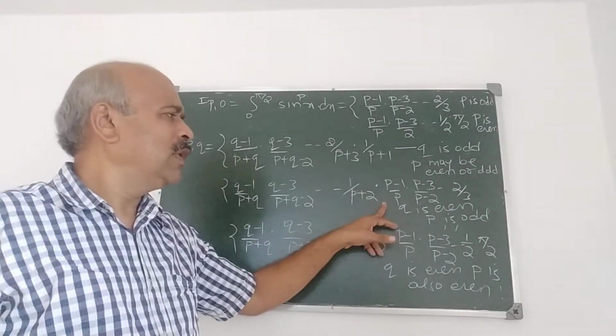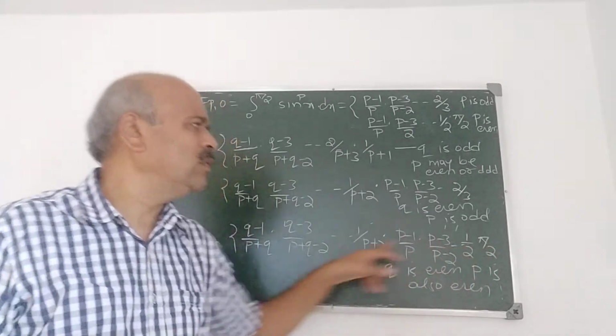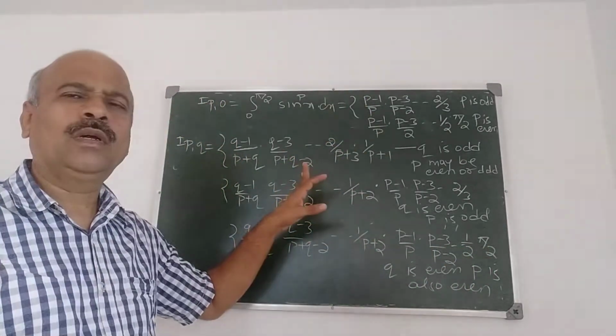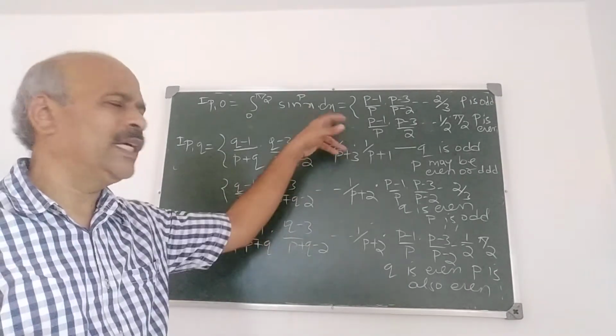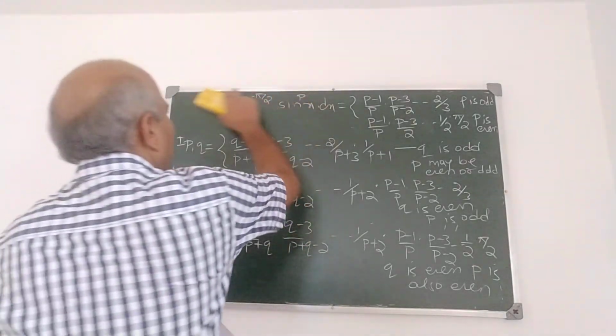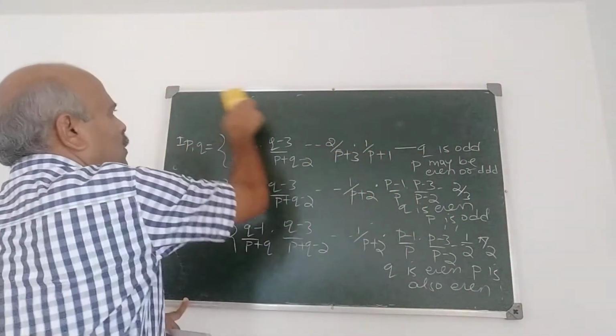This is when q is even, p is odd. This is when q is even, but p is also even. This is the reduction formula for the integral from 0 to pi by 2 of sin x raised to p cos x raised to q. But this formula can be simplified and stated as follows.